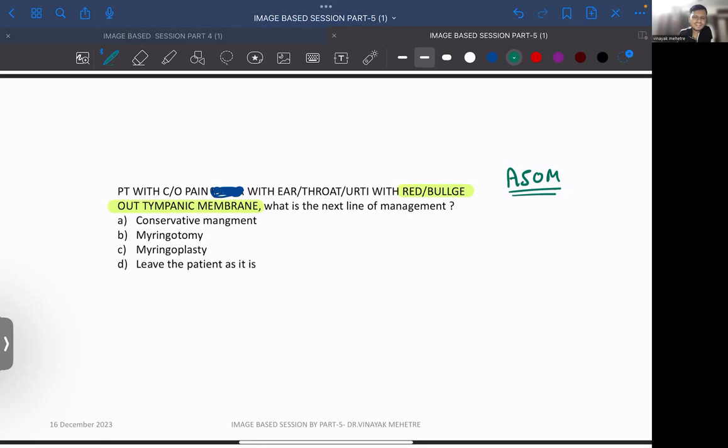Now what they are saying, red bulge on the tympanic membrane, or bulging out of the tympanic membrane with redness. Which stage? It is the pre-suppuration stage.